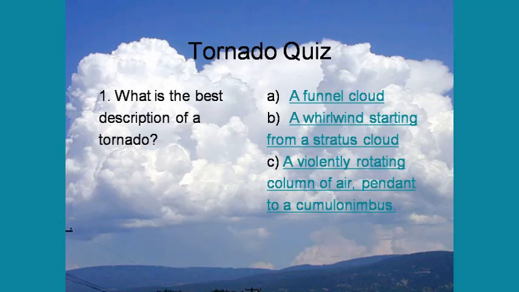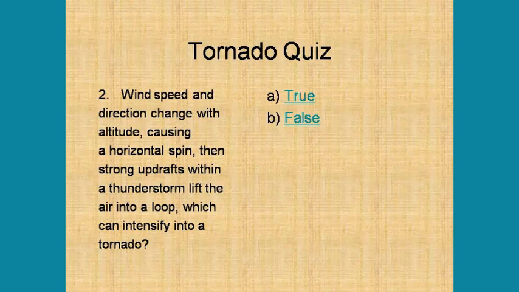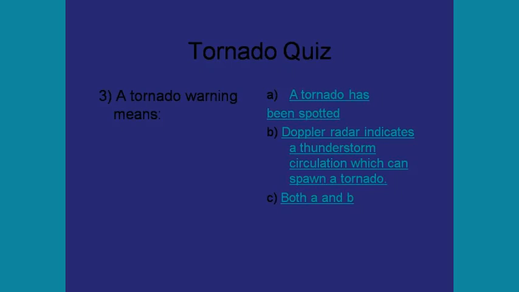Tornado quiz. What is the best description of a tornado? A violently rotating column of air pendant to a cumulonimbus. Next, wind speed and direction change with altitude causing a horizontal spin, then the strong updrafts within a thunderstorm lift the air into a loop, which can intensify into a tornado. True or false? Yes, it's true. The next question.